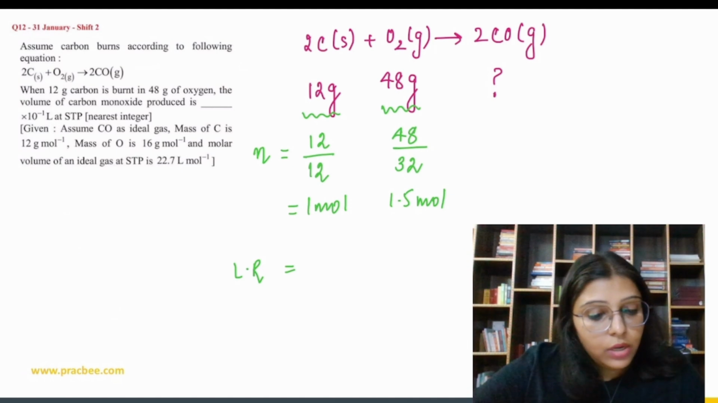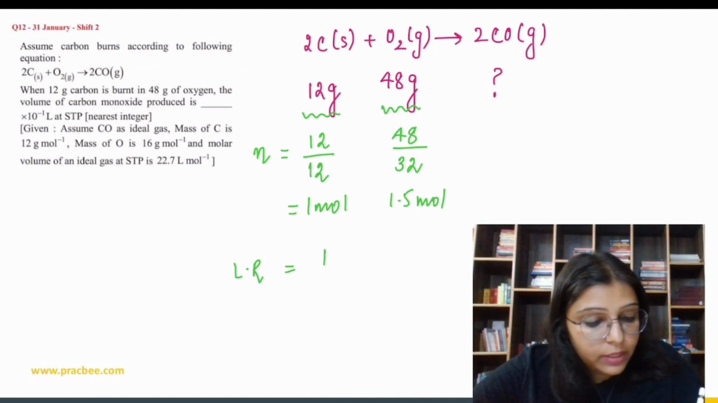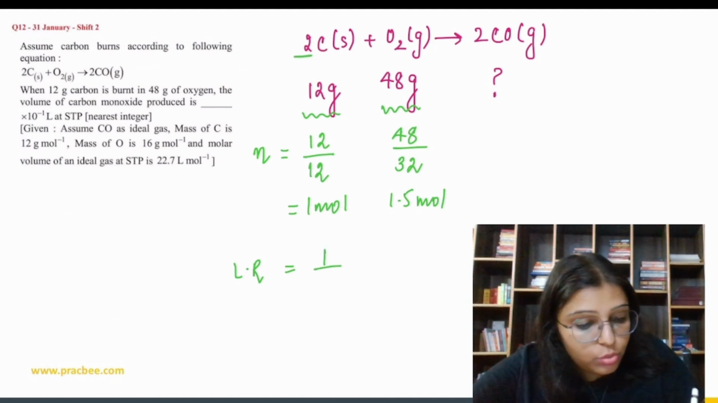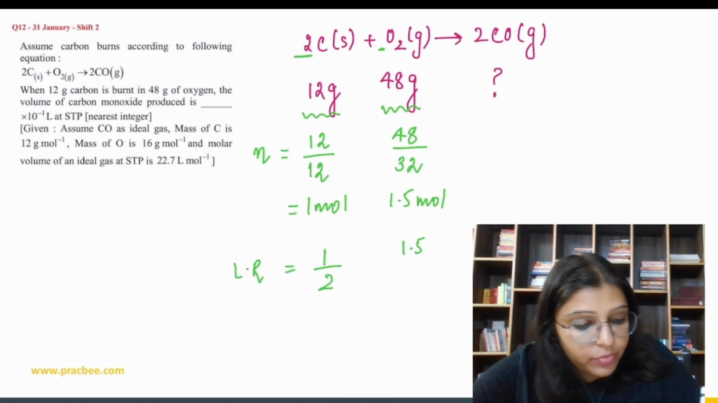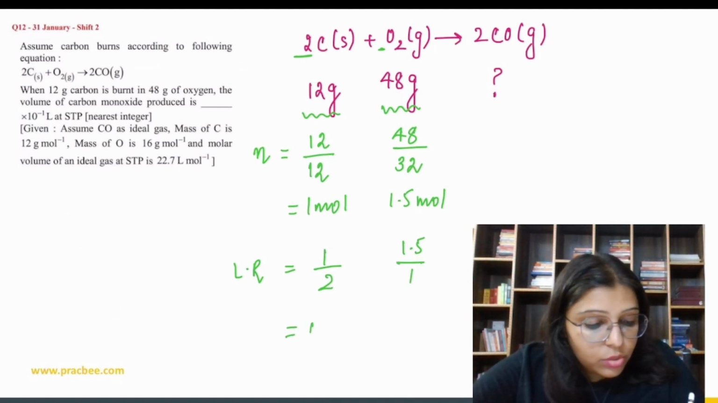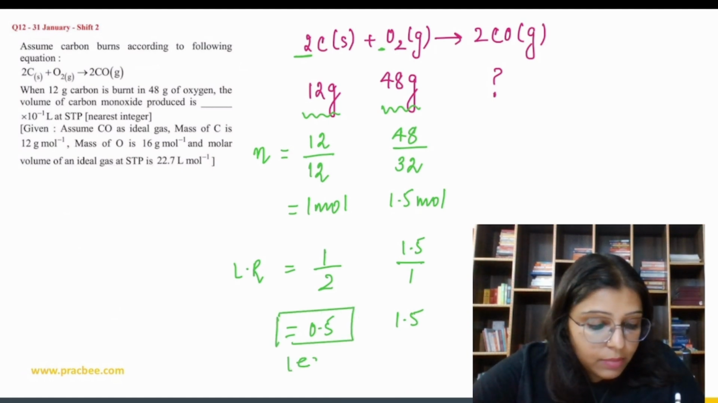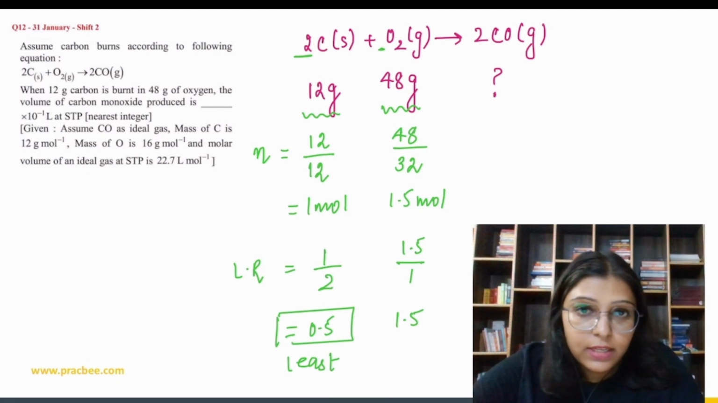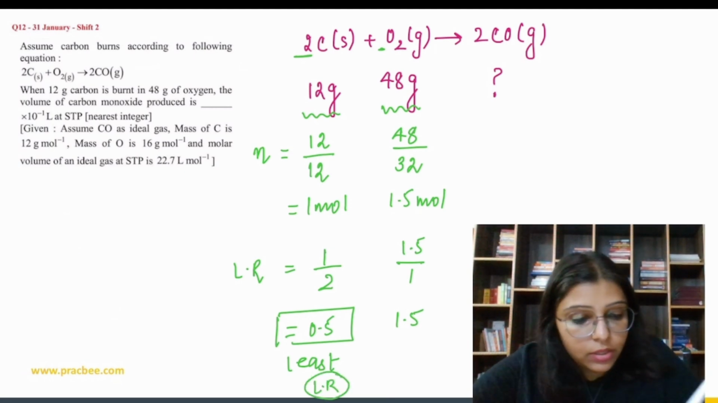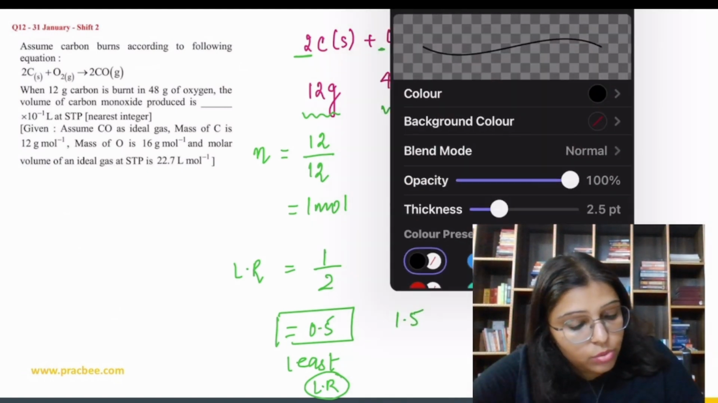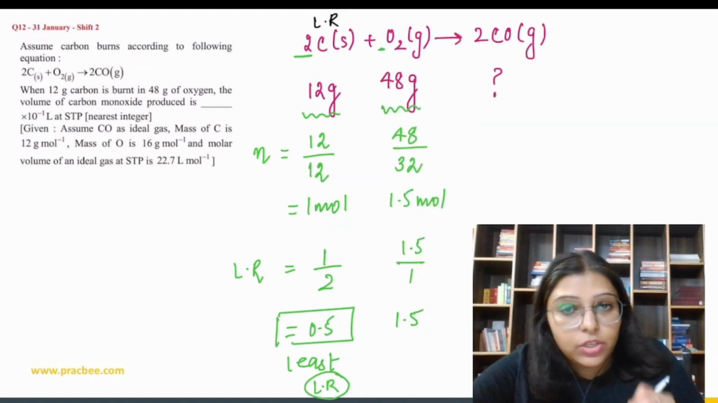Yes. So number of moles of carbon divided by its coefficient, which is 2. And here, number of moles of oxygen, 1.5, divided by its coefficient, which is 1. So this is going to be 0.5 and this is going to be 1.5. So 0.5 is least in number, which means carbon is going to be the limiting reagent.